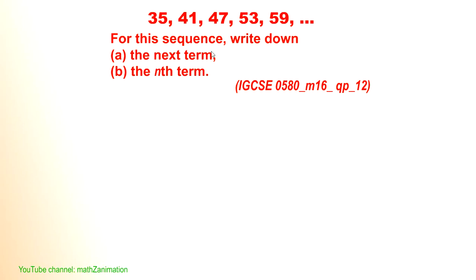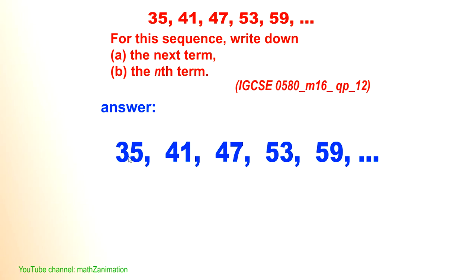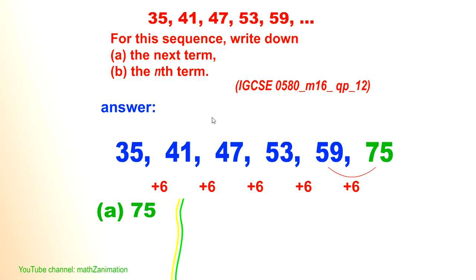Okay, and then this is a question taken from the IGCSE 0580 M16 question paper 12. For this sequence, write down A, the next term, and B, the n term. As you see here, 35 is the first term, 41 is the second term, 47 is the third term, and so on. The common difference for this sequence is plus 6, plus 6, plus 6, plus 6. The question is to find the next term. So 59 plus 6 is 65.